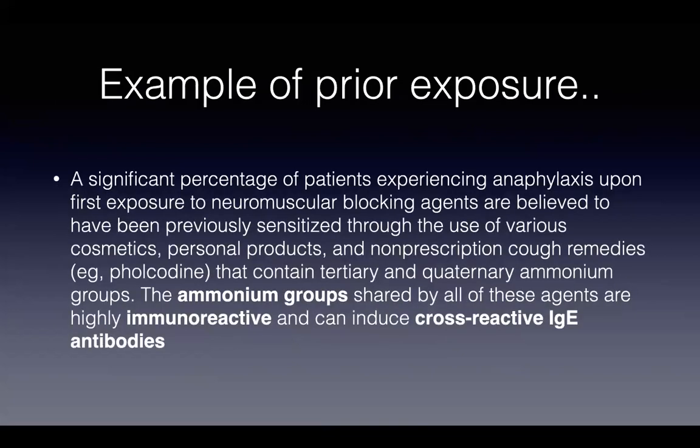A significant percentage of patients experiencing anaphylaxis upon first exposure to neuromuscular blocking agents are believed to have been previously sensitized through the use of various cosmetics, personal products, and non-prescription cough remedies that actually contain a tertiary and quaternary ammonium group. And the ammonium groups shared by all of these agents are highly immunoreactive and can induce cross-reactive IgE antibodies. That's why in the previous slide I said that the answer is both yes and no.